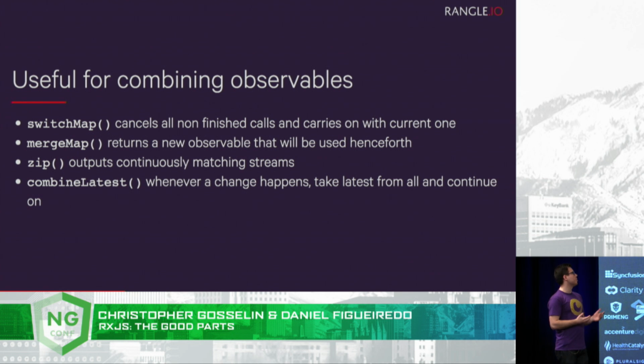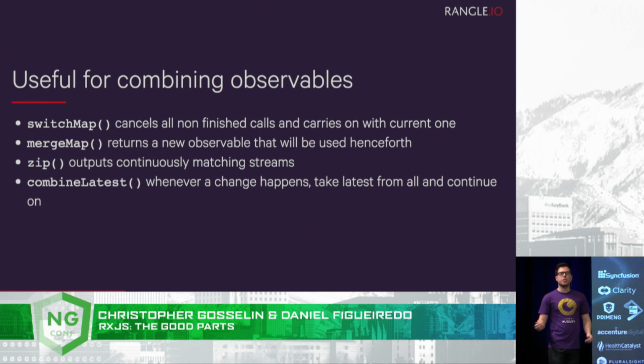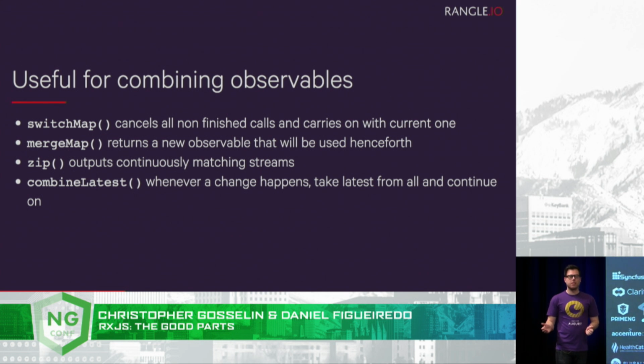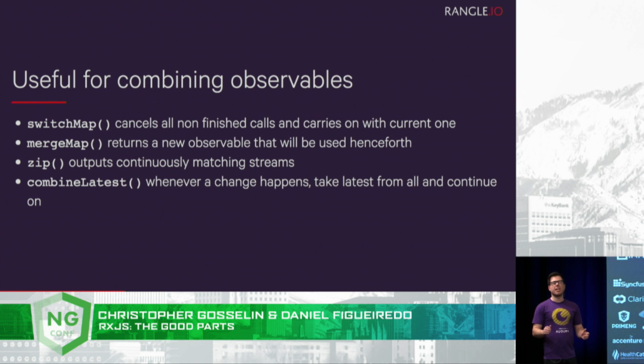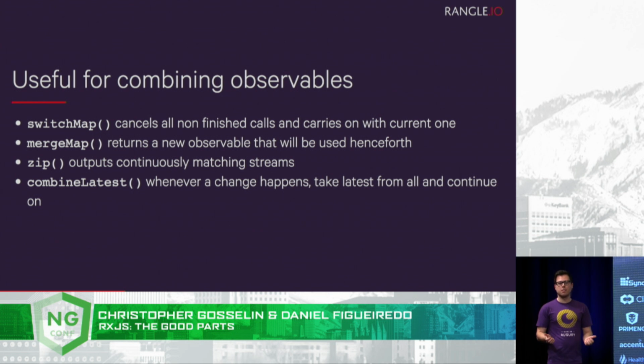And then we have combining observables. So switchMap, I think it used to be called flatMap, pretty sure. And switchMap allows you to return an observable as you're going through. So if I'm making an API request because of a key event, and that one doesn't finish, if I hit another key, then the previous one will actually get canceled.